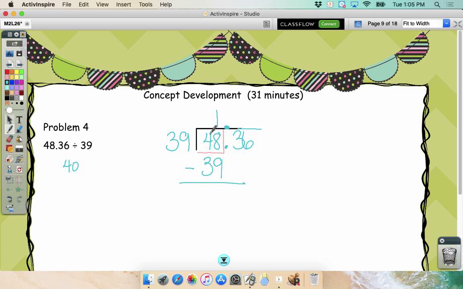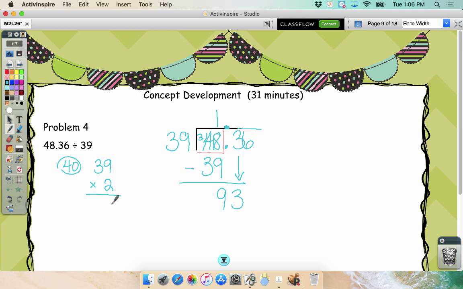Let's see what we've got here. Did you get 9? Yep. All right. Can I bring down my 3? Yes. Okay, now I'm thinking of 40. How many times will 40 go into 93? Twice. So what number do I take times 2? 39. Remember, 40 is just what I'm thinking of when I'm trying to find the starting point.